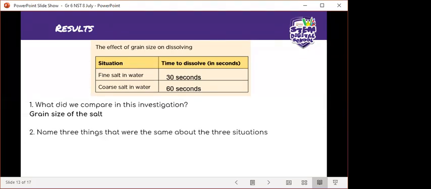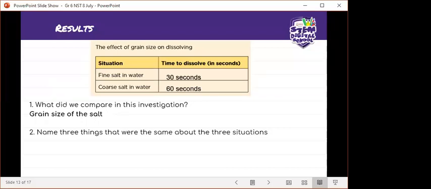Next question. Name three things that were the same about the two situations. Sorry, they're supposed to be the two situations. These situations are referring to the factors that we kept constant when we were investigating the time it takes to dissolve the fine salt in water, as well as the coarse salt in water. So this is just a mistake, it's supposed to be two. Name three things that were kept constant or that were the same.